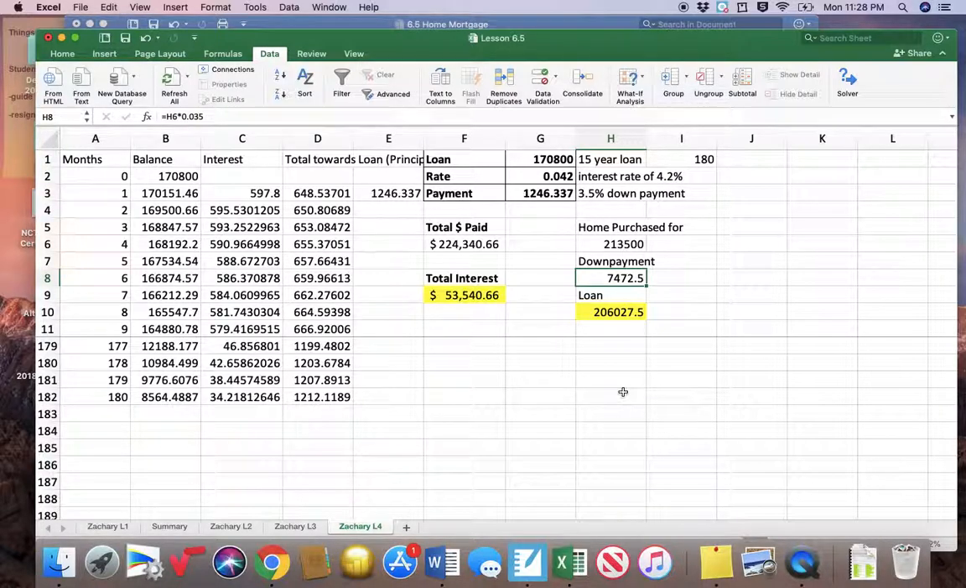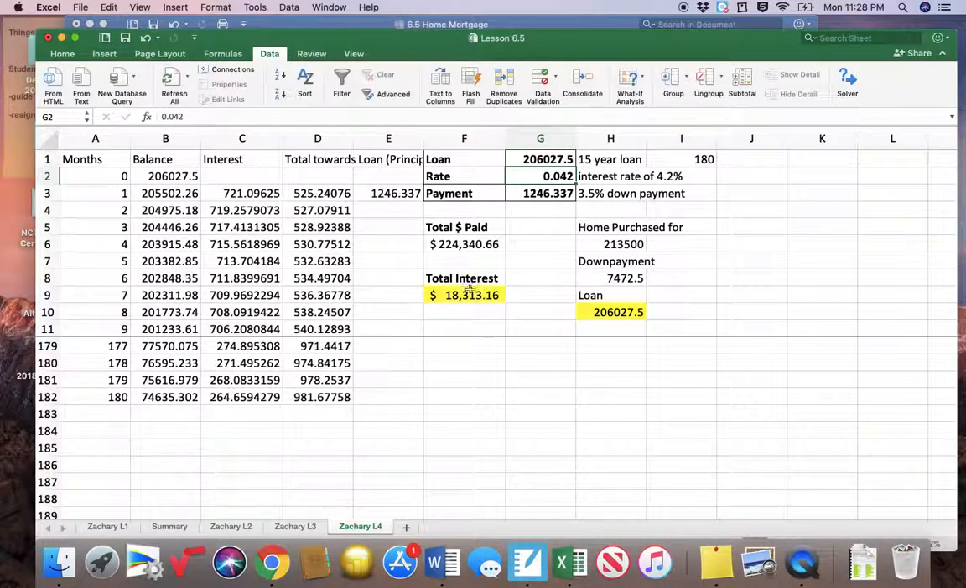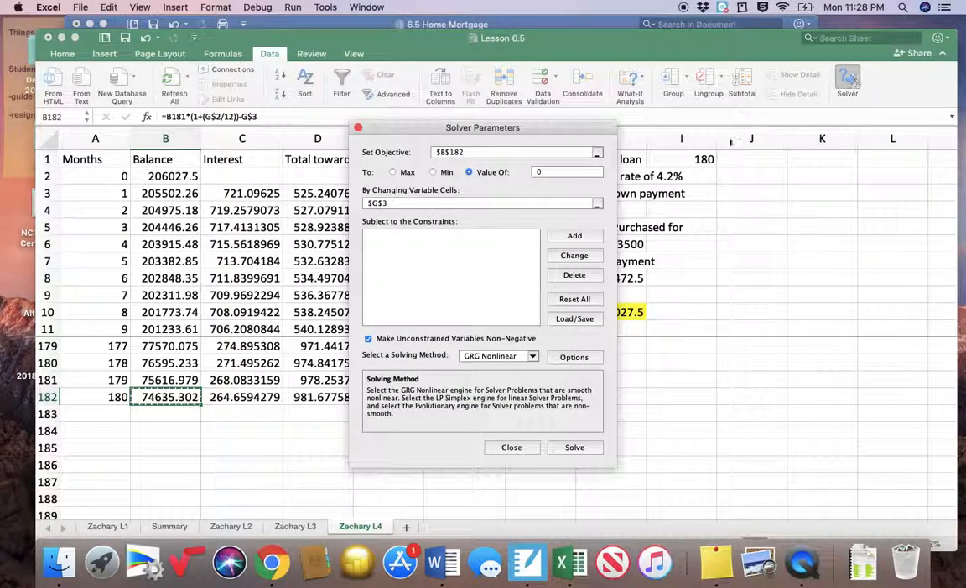You can see why those FHA loans are so popular, because that down payment is super manageable. But the loan amount increases significantly. We're going to have to borrow $206,027.50 this time. So you can see that payment is not going to cut it. Let's use Solver to solve for the new payment.